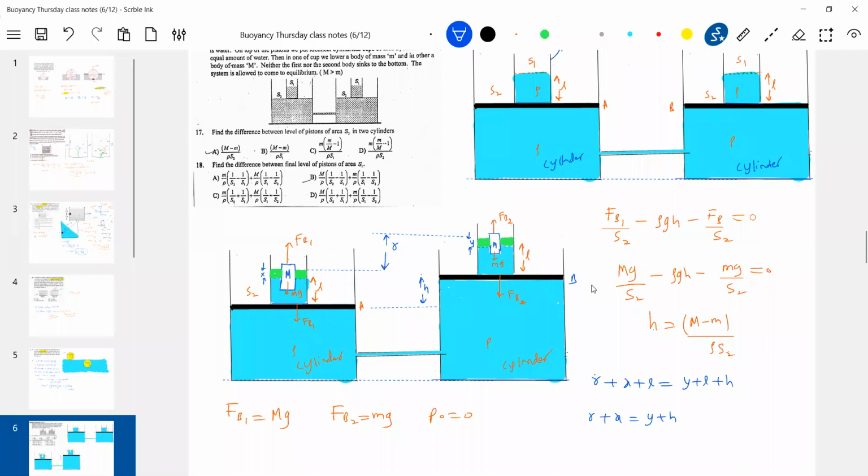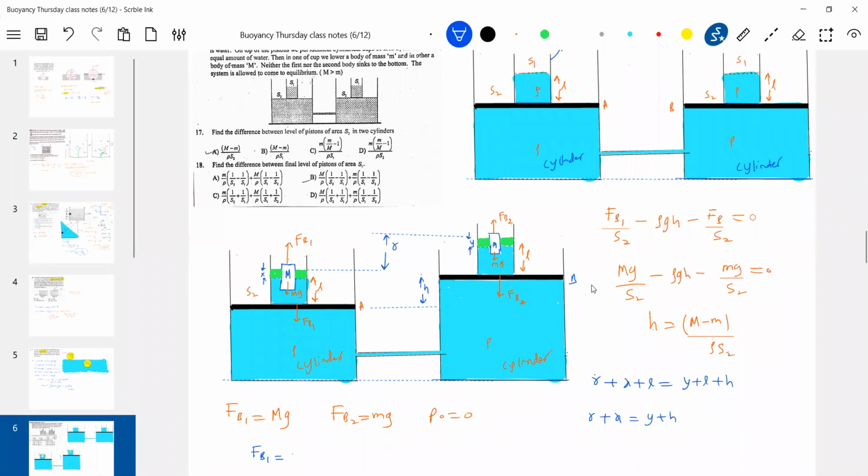Okay, now H we know. X and Y we don't know. What to do with X and Y? X and Y is the rise in the level of liquid, or shall I say equal to the volume of the rise in level of liquid in both the cylindrical cups. How to calculate that? Same buoyancy. So what is this buoyancy? You can write it now.